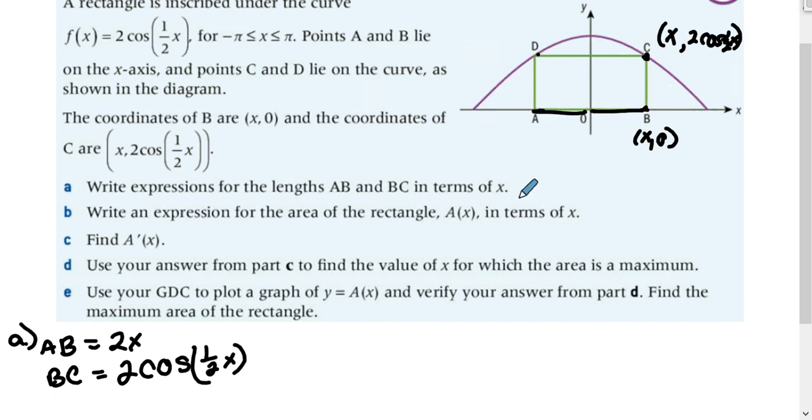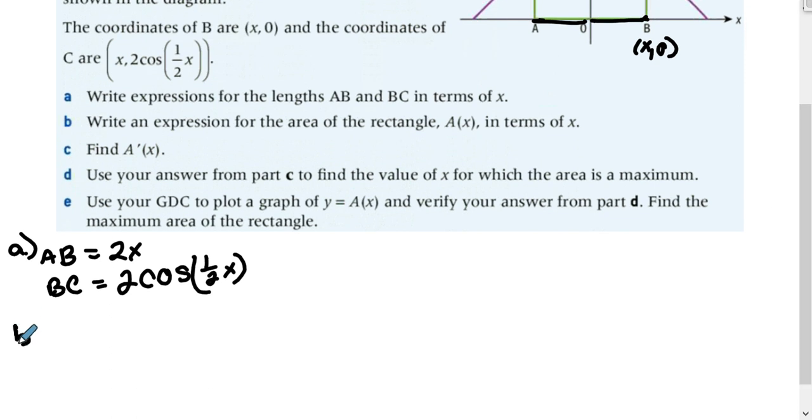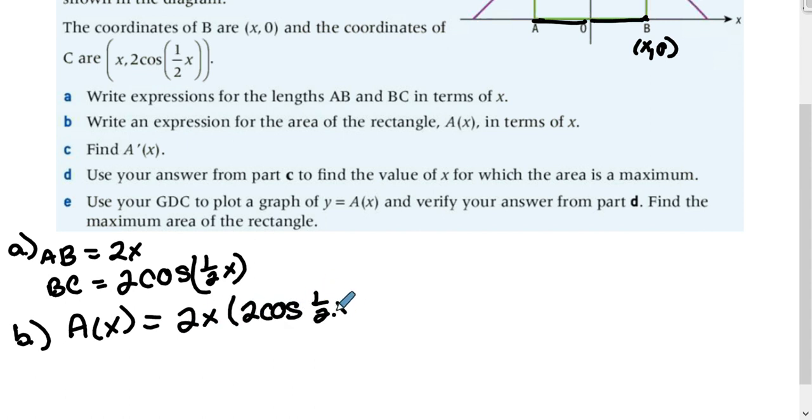So part B then wants us to write an expression for the area. So we can now do our area. A of X, area, is length times width. Go ahead and simplify that.